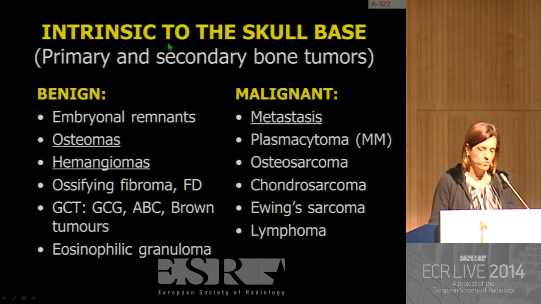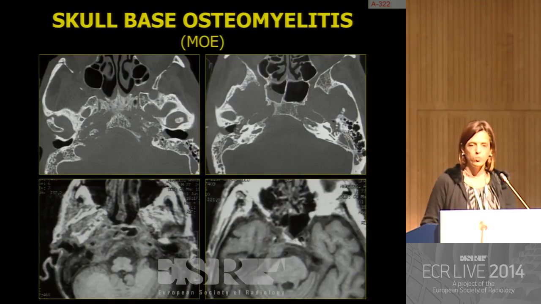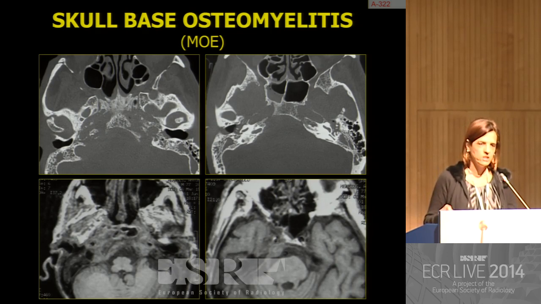I will not talk about the intrinsic skull-base lesions because we have a variety of bone tumors that may occur in any of these compartments of the skull base. The benign tumors, you have to consider osteomas and hemangiomas, which are the most common. On the malignant side, you have to consider metastasis in an adult patient. Just don't forget that when you see an infiltrating lesion in a sick patient that is ill and has infectious signs, consider the possibility of skull-base osteomyelitis. This was, particularly if the patient is immunocompromised, this was a diabetic patient.